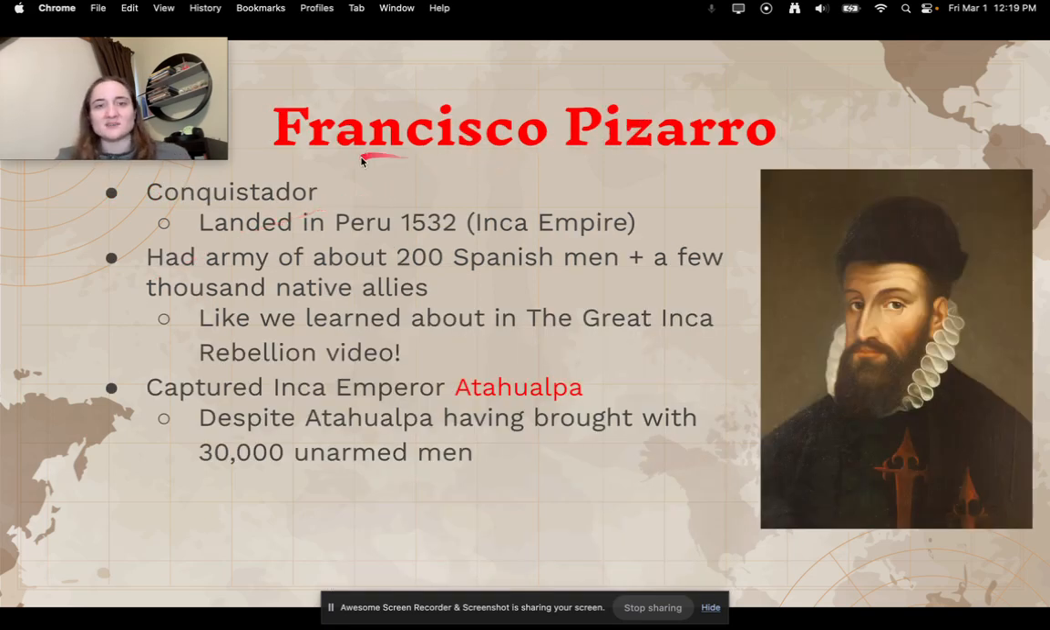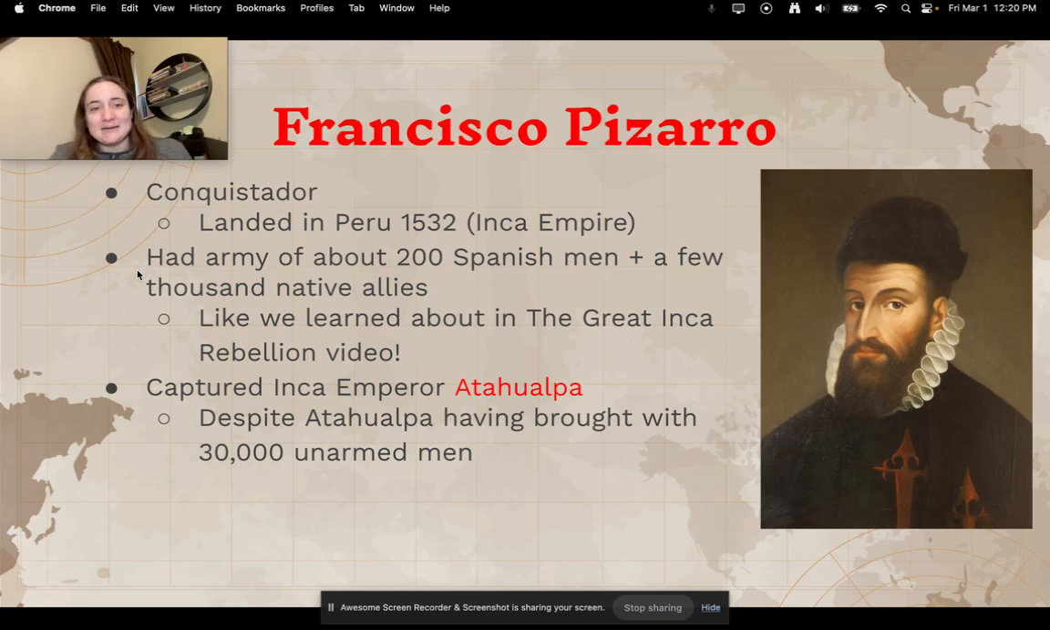All right, let's talk about Francisco Pizarro. So we talked about him before in Unit 10, but we'll talk a little bit more about him. So as you know, he's a conquistador, and he landed in Peru in 1532, and that would have been right in the heart of the Inca Empire. He had an army of about 200 Spanish men, and as we found out with the Great Inca Rebellion, also a few thousand native allies.